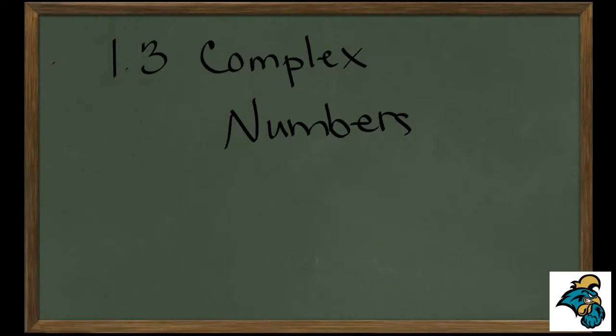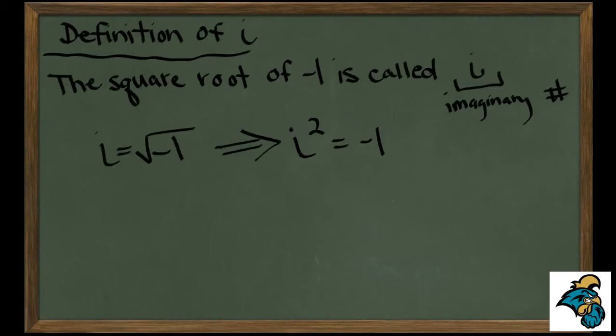Section 1.3, complex numbers. The definition of i. The square root of -1 is what we call i, which is an imaginary number.